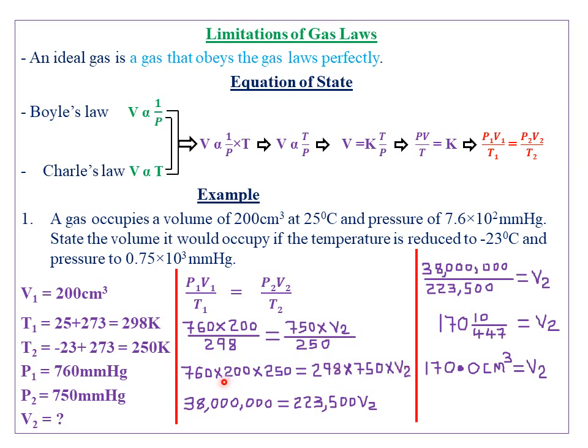Therefore, I want to multiply. So 760 times 200 times 250, you'll get 38 million. Then 298 times 750, you'll get 223,500. Then, of course, times V2. So I want to divide 223,500 on both sides, so that I remain with V2, or so that I make V2 the subject of the formula. Therefore, V2 will be 38 million divided by 223,500. So if you find this quotient, you will find approximately 170 cubic centimeters.